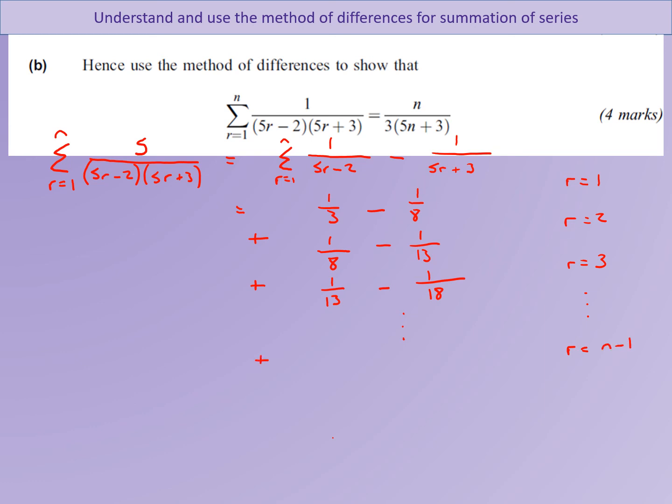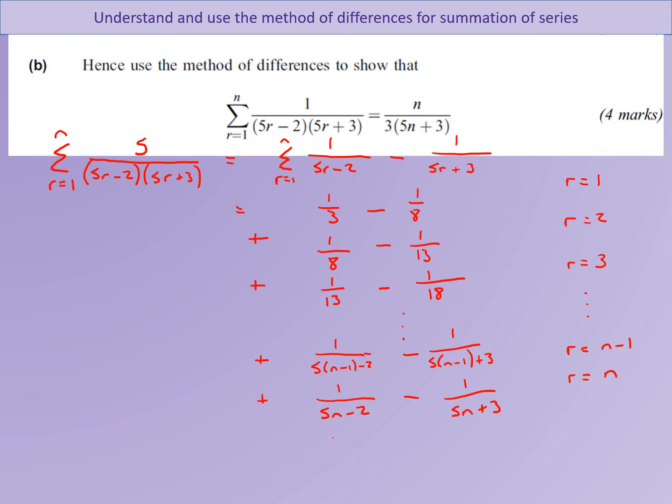So plus, here I've got 1 over 5 times (n minus 1) minus 2, minus 1 over 5 times (n minus 1) plus 3. Then finally, the r equals n term is 1 over 5n minus 2 minus 1 over 5n plus 3. So we can now see which of these terms are going to cancel.